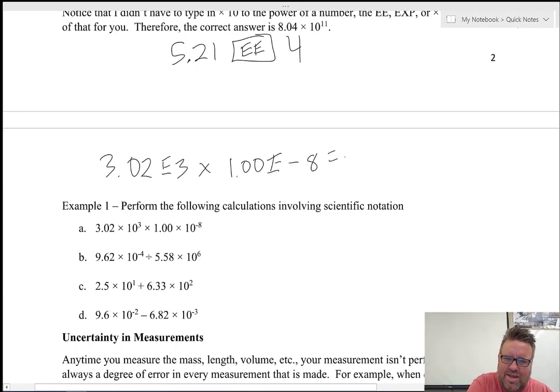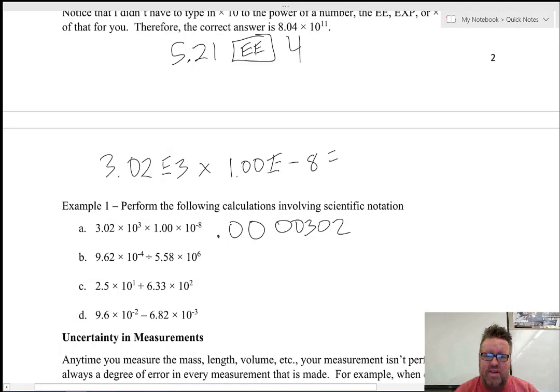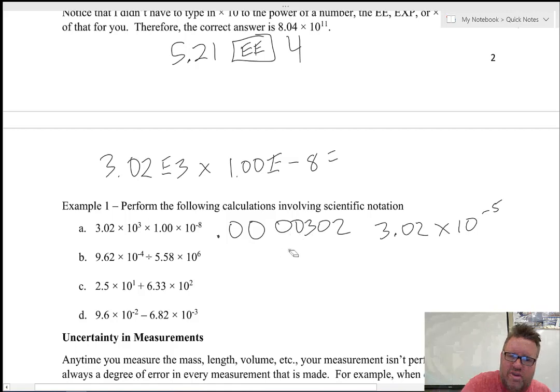The correct answer, depending on the calculator, one possible answer is 0.0000302. But remember, guys, the whole point of this is we don't want all these extra zeros. So your calculator or you yourself could put that into scientific notation. That would be 3.02 times 10 to the negative 5th. Both of those answers are the same. Well, what do you want me to put on a test? Either one, I don't care, because this number and this number are equal to each other. On a test, I will accept either of those possible answers.